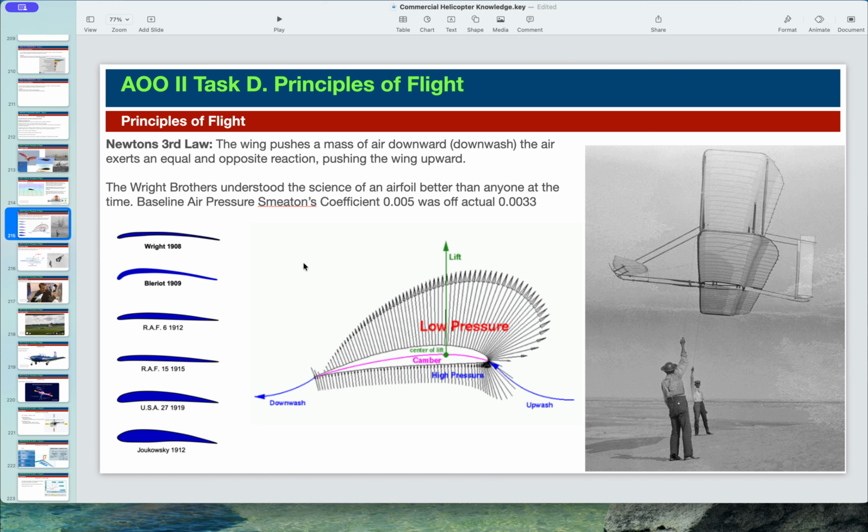Now, the Wright brothers understood this concept of the airfoil and how lift is produced early on, far more than any of their competitors.